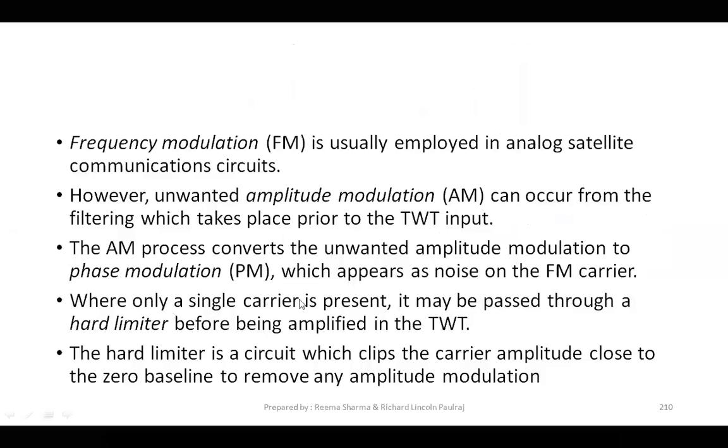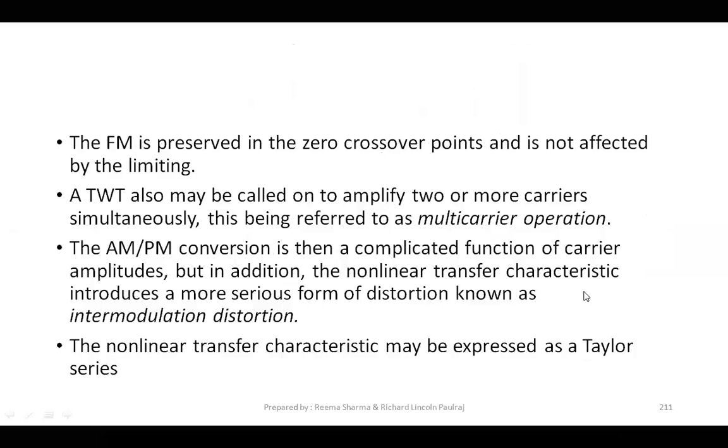Where only a single carrier is present, it may be passed through a hard limiter before being amplified in the TWT. What is a hard limiter? It's a circuit which clips the carrier amplitude close to the zero baseline to remove any amplitude modulation. Why do we need to remove any amplitude modulation? Because that is coming as noise in our FM carrier. The FM is preserved in the zero crossover points and is not affected by the limiting, because the frequency is impacted, not the amplitude, for an FM signal.